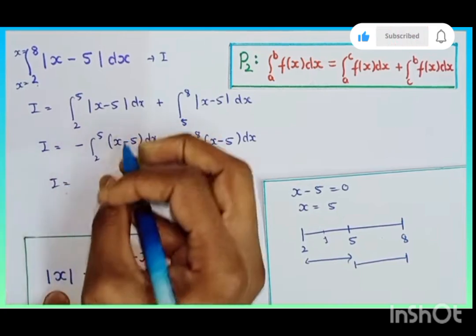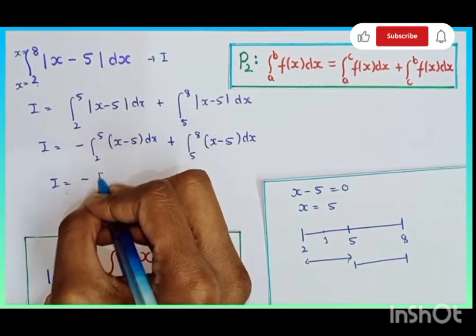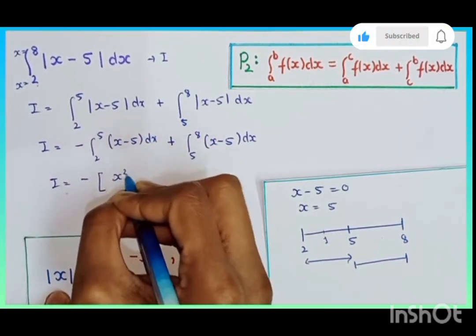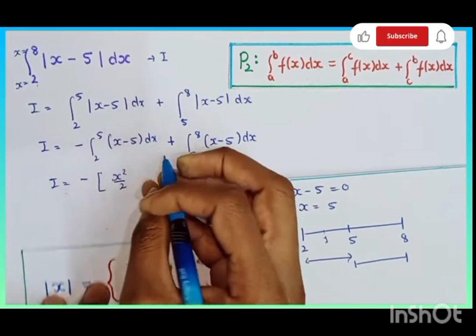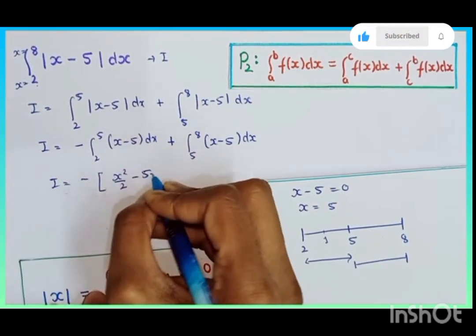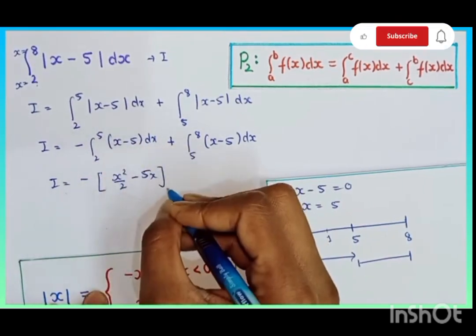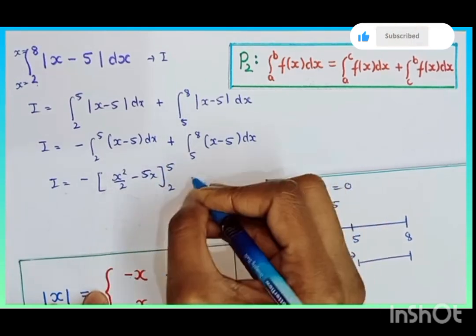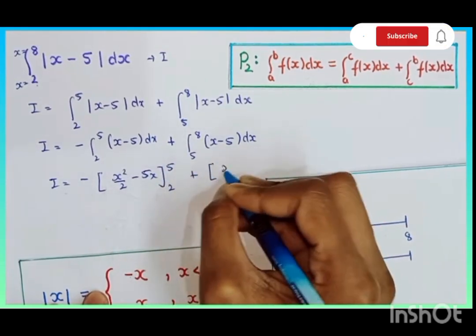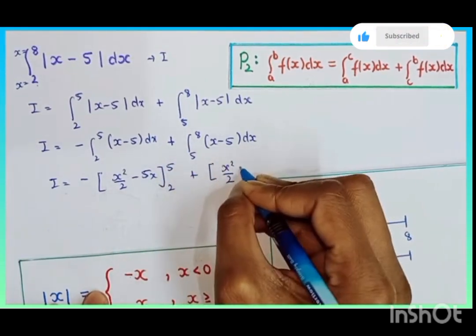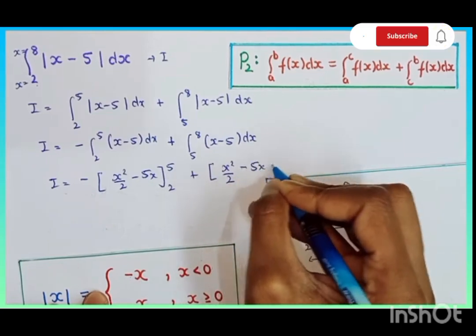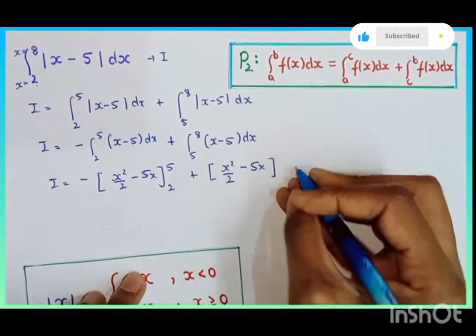So what is the integration of minus x? It is minus x squared by 2. What will happen to 5? It will be 5x. And where do we have the limit from? 2 to 5. Then plus, the integral of x minus 5 is also the same, so x squared by 2 minus 5x. And where does the limit go from?